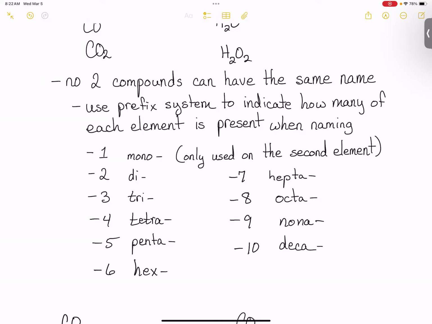Once again, you're only going to use this prefix system with alkanes, starting with 5 carbons, and binary covalent molecules. You will not use the prefix system with any other molecules. When you're using the prefix system, mono is only going to be used on the second element, but all of the rest of the prefixes will get used for the first and the second element if they have that quantity.